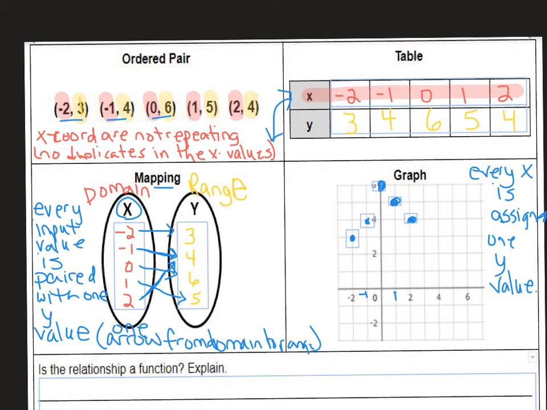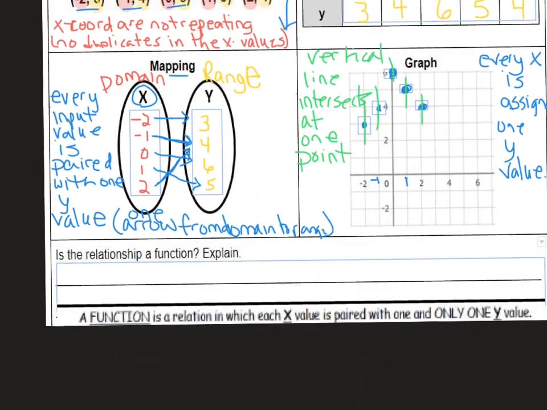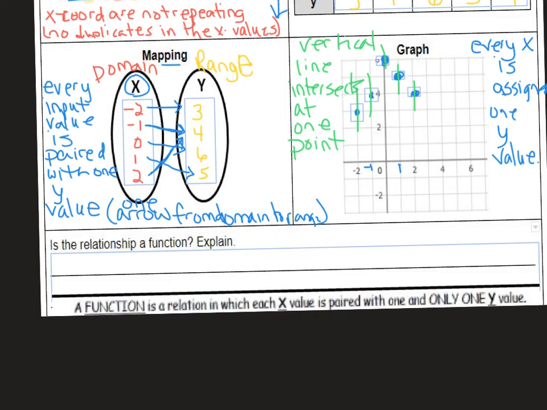So what we're going to do is take this and draw a vertical line and test it. That's one of our strategies. So let's draw a line, and do I only intersect at one point? Every time I draw a line, am I only intersecting at one point? So when your vertical line intersects at one point, you have yourself a function. 1 point of intersection.